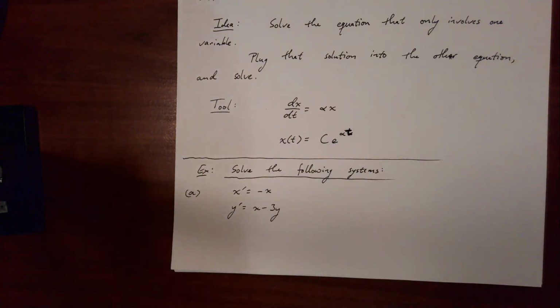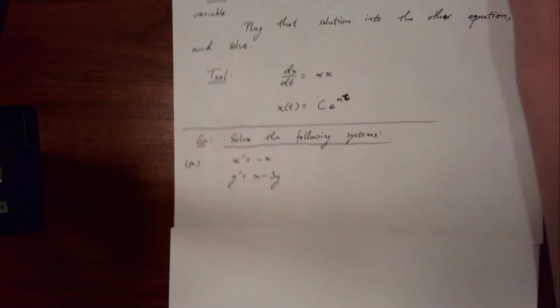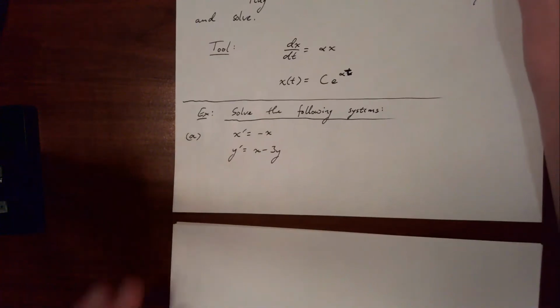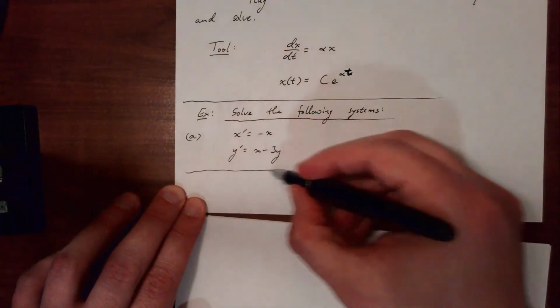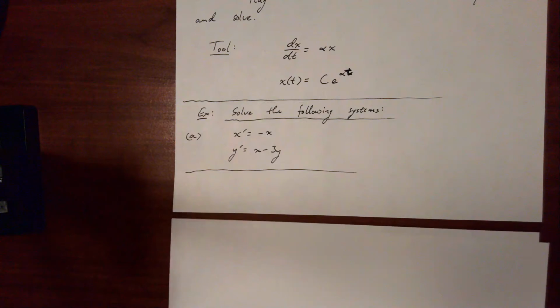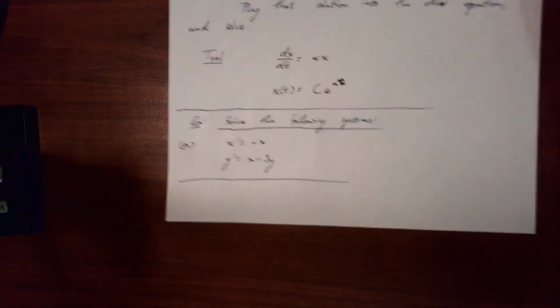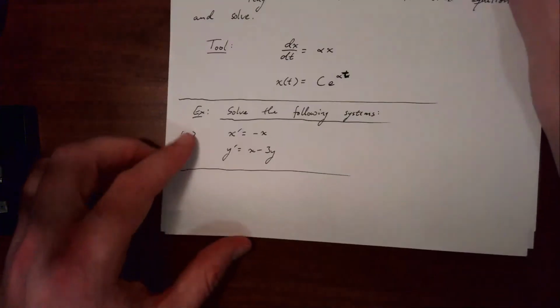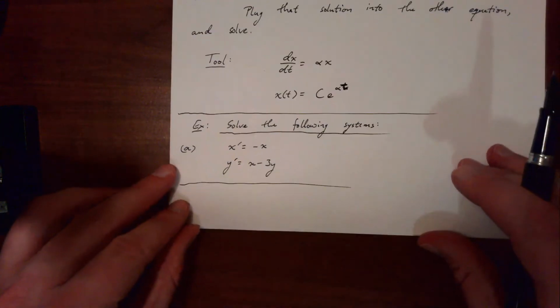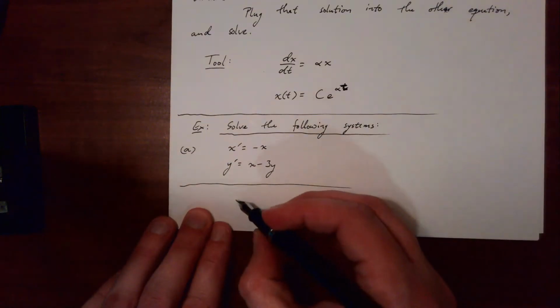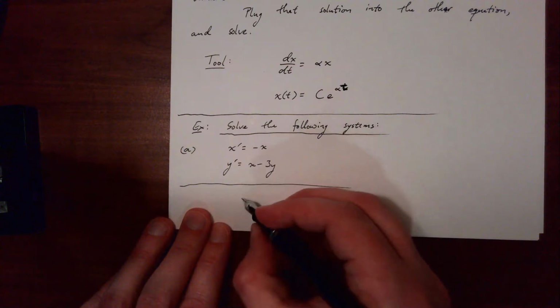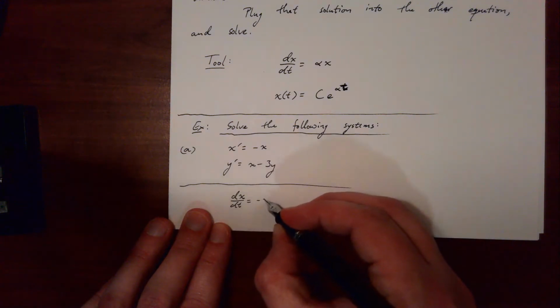Okay, so here we can see it is partially coupled. The x prime equation has no reliance on y. That's what makes it partially coupled. Okay, well, to begin with, actually, let's just squeeze the solution, at least as far as x is concerned, right into this little space available. So for x, dx dt is equal to negative x.